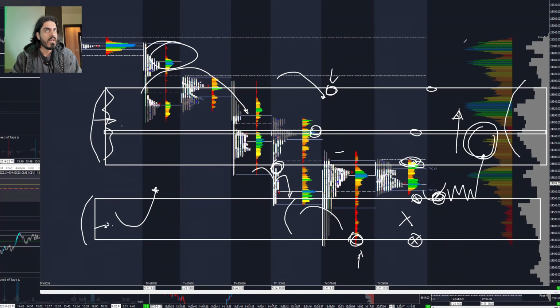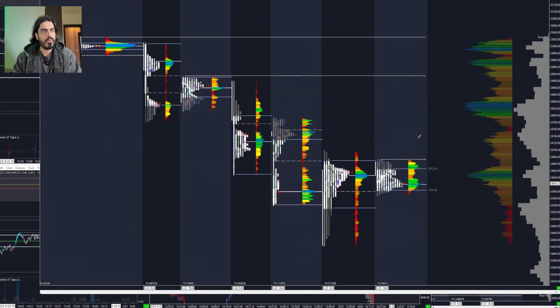the composite profiles. So we could use the weekly to give us a little more insight, but we could also just look at the individual day profiles. The individual day profiles have their own little balances, they have their own shapes, and we want to see if that comes into confluence with any of the large areas.